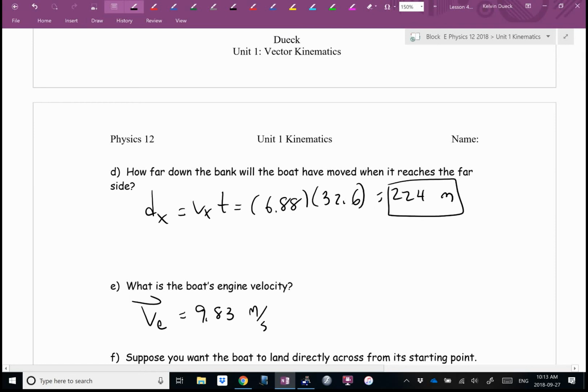And now let's do the interesting question. Because in real life, you don't want to end up 224 meters downstream and have to slog your way back. You might not even be able to make it. Maybe the beach doesn't let you walk all the way along the river. Maybe that would require you to hike in the woods or something. So instead, you're going to point the boat into the current.